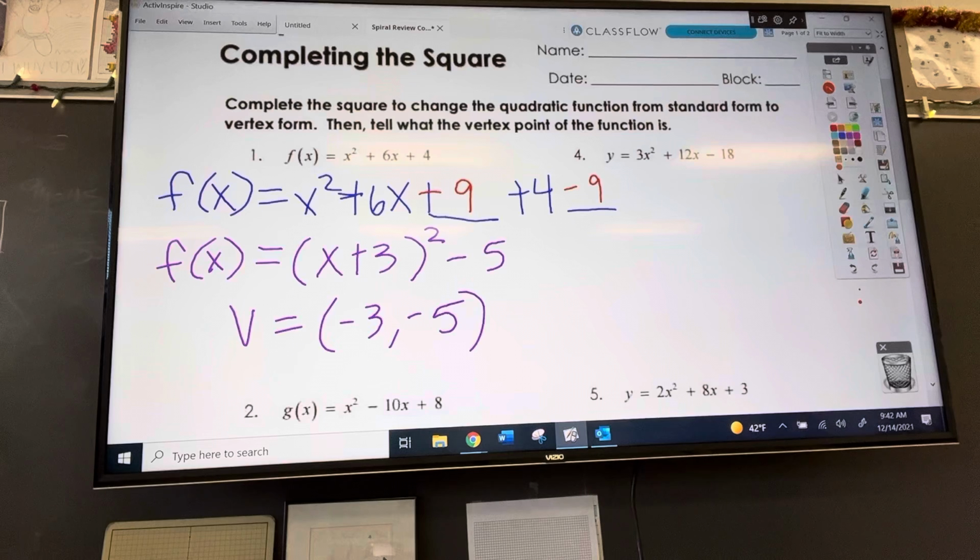I'm going to erase this -9 just so I have space here. So I'm trying to write larger for America. Okay. Second problem.